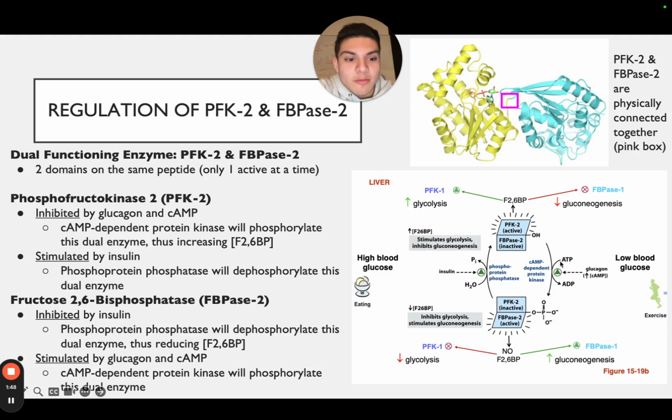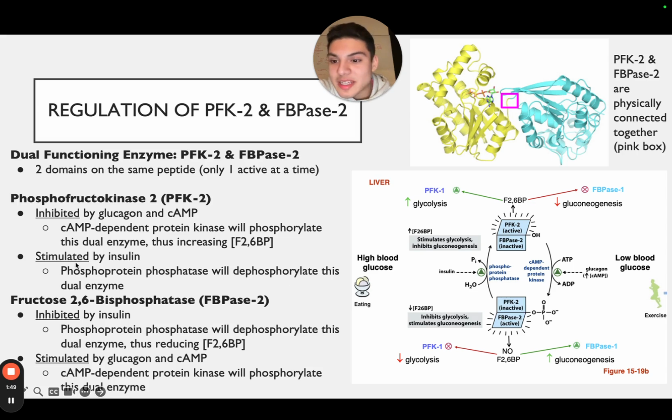And so what ends up happening is glucagon and cAMP, by mechanism, will basically stimulate cAMP-dependent protein kinase. This is all details, but all I'm trying to say is that when PFK2 is active, it's just a hydroxyl group. When PFK2 becomes inactive and the other part of it, FBPase2, becomes active, it's phosphorylated. Glucagon and cAMP will activate this kinase, and it'll phosphorylate our dual enzyme. That will stimulate the FBPase2, and because it's stimulating FBPase2, that's technically inhibiting PFK2. So it's like a reverse, essentially. I don't want to confuse you.